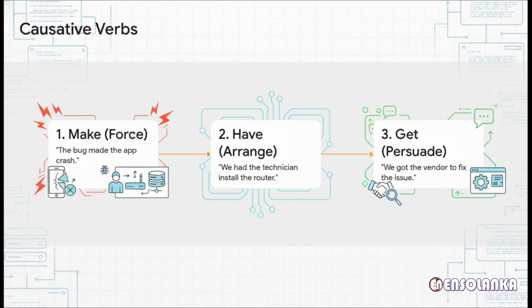Okay, causative verbs. This is how you explain who's pulling the strings, and the difference between them is huge. Make is about force. The bug made the app crash. No choice. Have is when you arrange for something to be done. We had the technician install the router. And get is about persuasion. We got the vendor to fix it. You see? Each one tells a totally different story about how something got done.